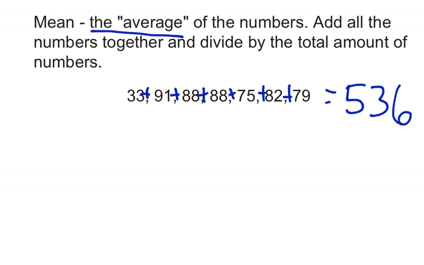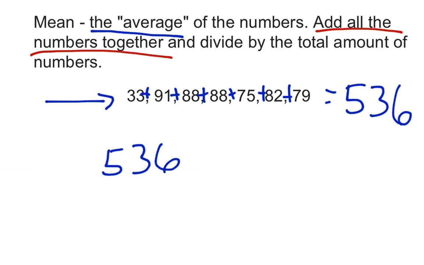I am going to let you use a calculator when we're doing the mean. What I do expect, though, is that you show me this. Write down your numbers, show me that you're adding them together, and show me that you get this total of 536. So that's the total when I add all of the numbers together. That's this part right here.